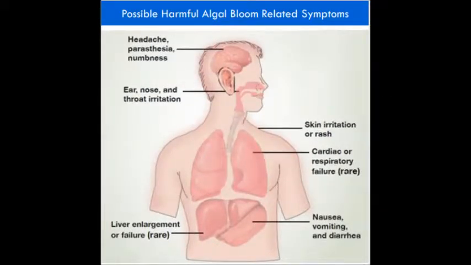Drinking, swimming, or wading in waters affected by a harmful algal bloom can cause rashes, stomach illness, neurological effects, and respiratory problems. But understanding the characteristics of a HAB may help keep you safe.